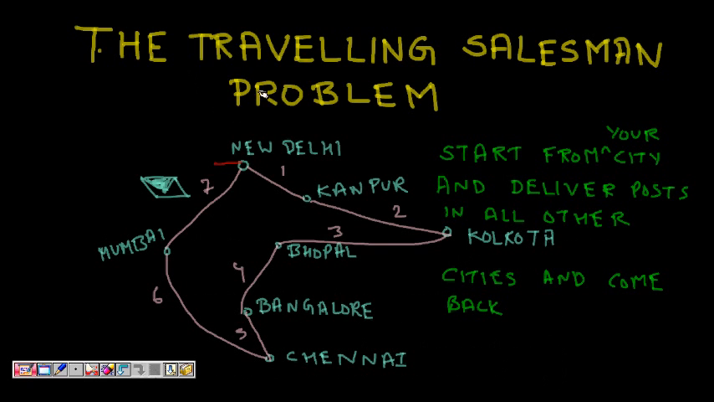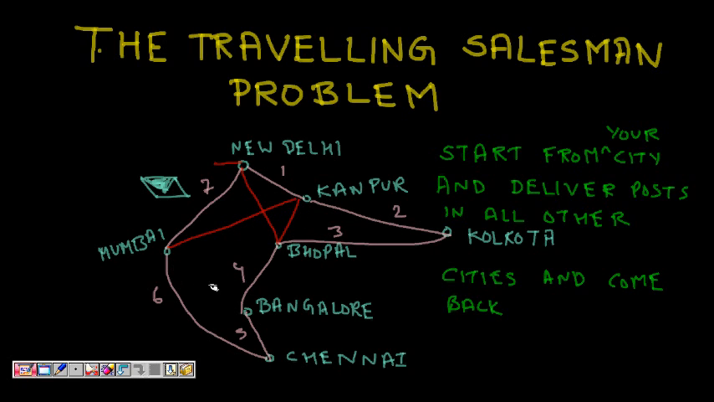So here we will discuss the traveling salesman problem. There is a salesman, or let's say a postman, who is going on flights and he has to deliver letters at all the cities and come back. So let's say there are flights from various places like this also. These are flights.